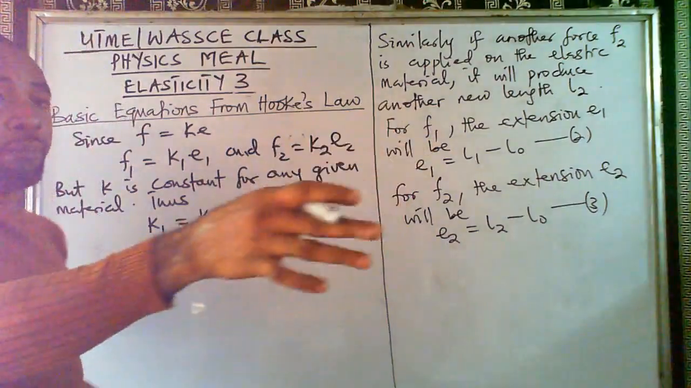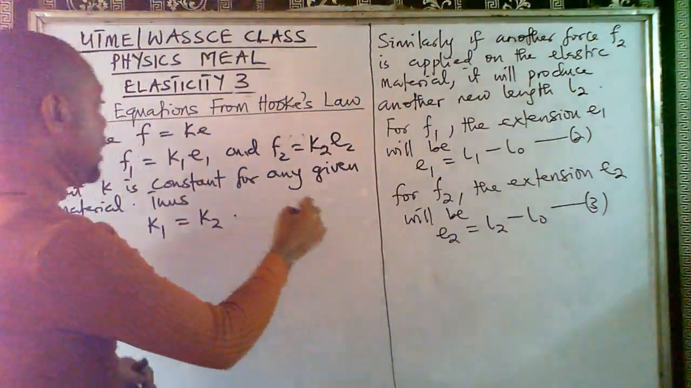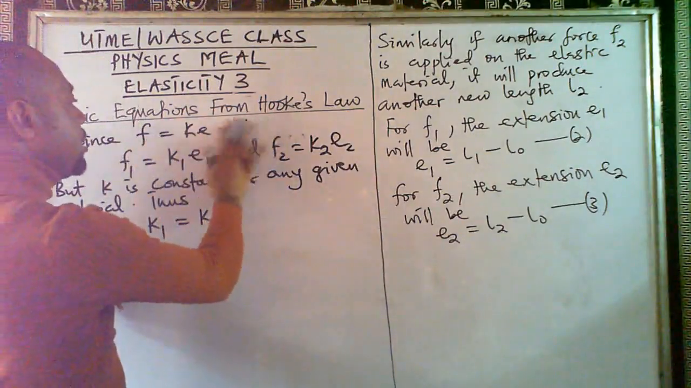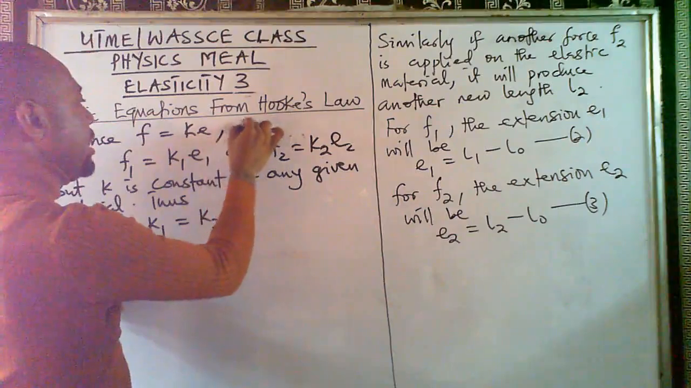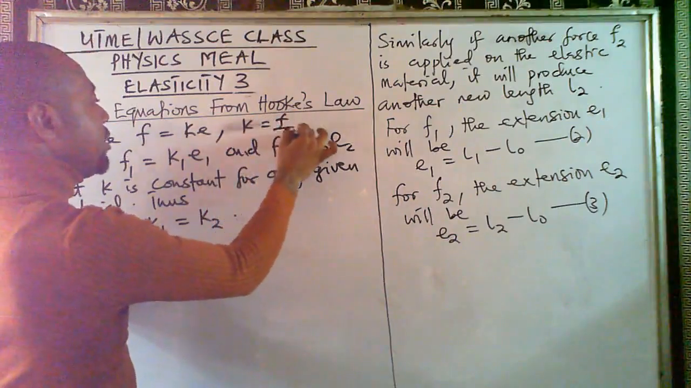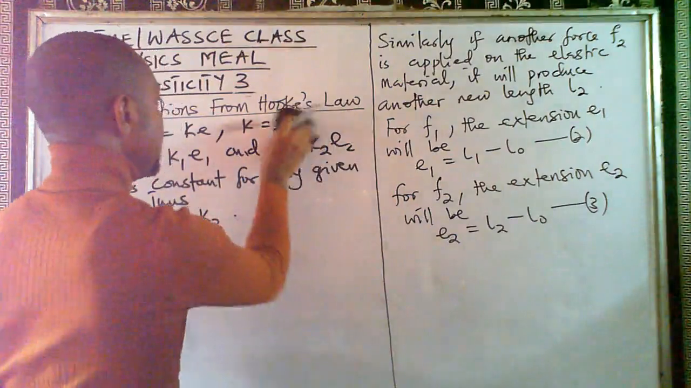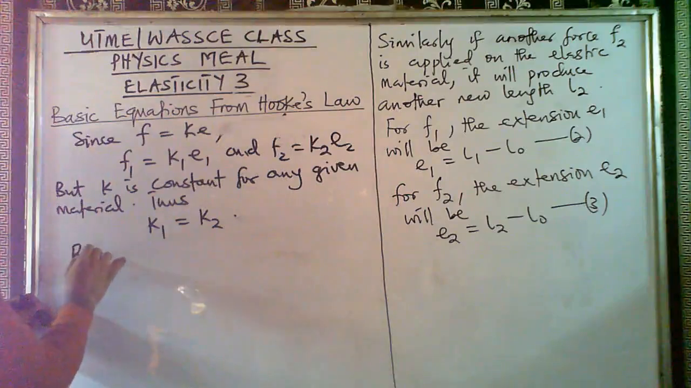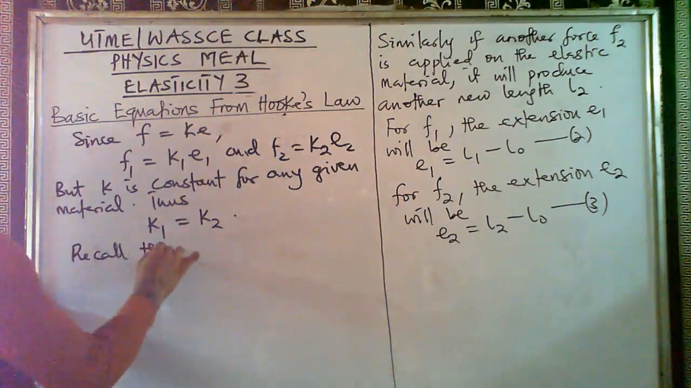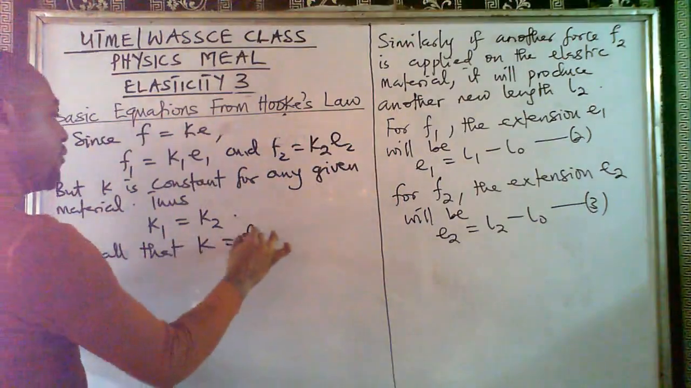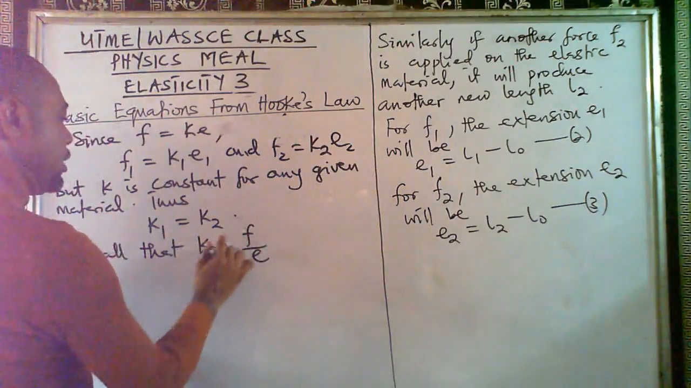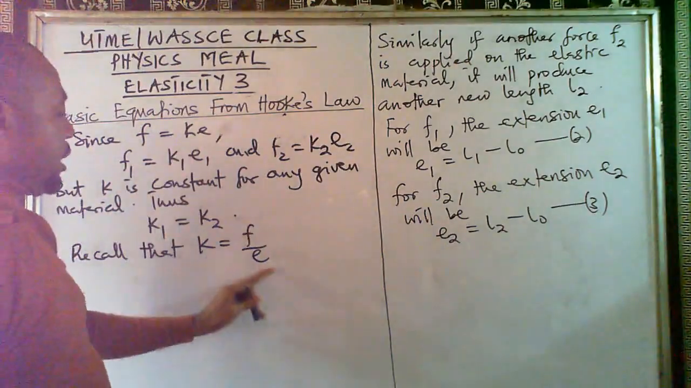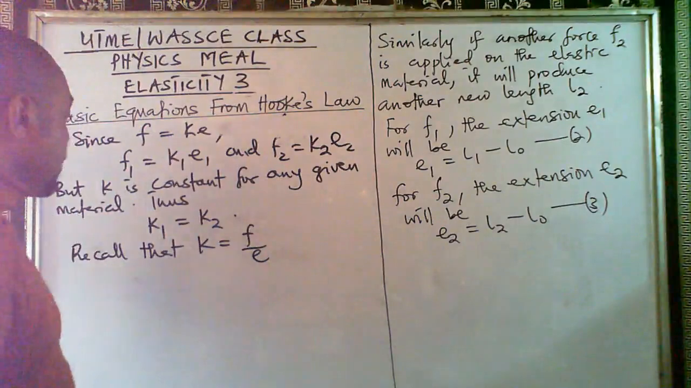Now, you also remember that we have established that if F is equal to KE, it means that K is equal to F over E, right? K is F over E. So, let's recall that K is F all upon E. If F is KE, K is F over E. That's from equation 1. Okay?